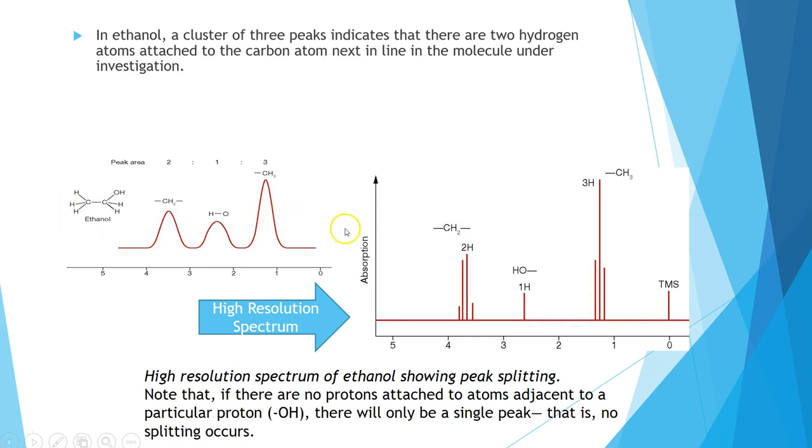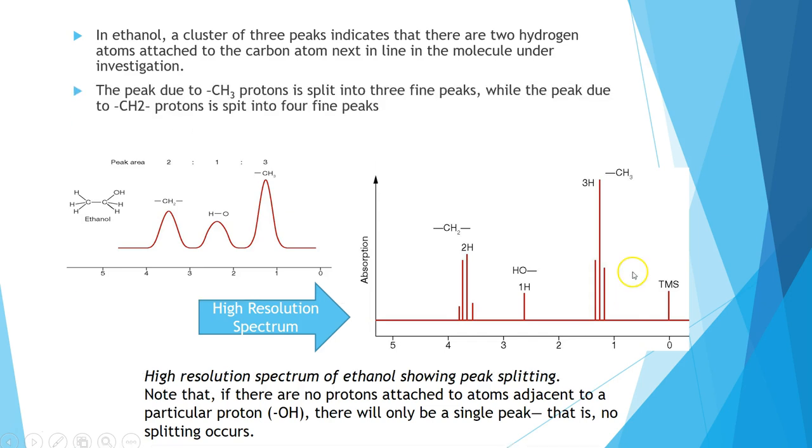The quartet is due to the CH2. That CH2 is adjacent to the CH3, so its n number is 3. So it splits into 3+1 lines, which gives us 4 lines. And the CH3 sits next to the CH2, so n+1 means it will split into 3 lines with a ratio of 1:2:1, as we see here. These fine peaks tell us what each one is connected to, allowing us to confirm the assignments that we made earlier with the low resolution.